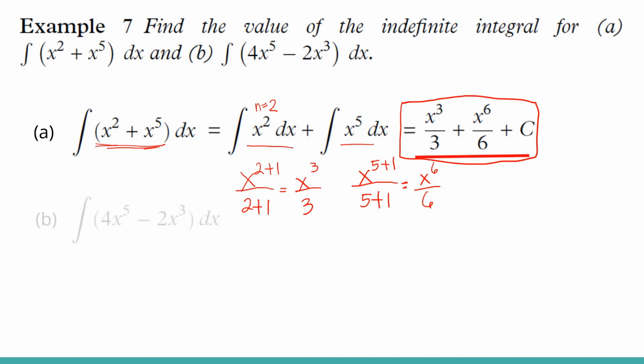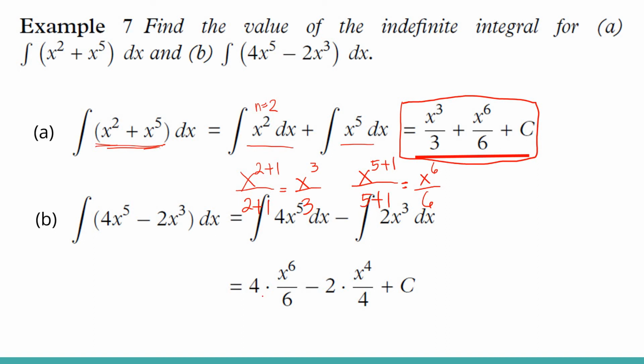Letter B. Okay. So, the integral of 4x raised to the power of 5 minus 2x cubed dx equals the integral of 4 times x raised to the power of 5 with respect to x minus the integral of 2 times x cubed with respect to x. So, similarly here, 4 times x raised to the power of 6 divided by 6 minus 2 times x raised to the power of 4 divided by 4 plus c.